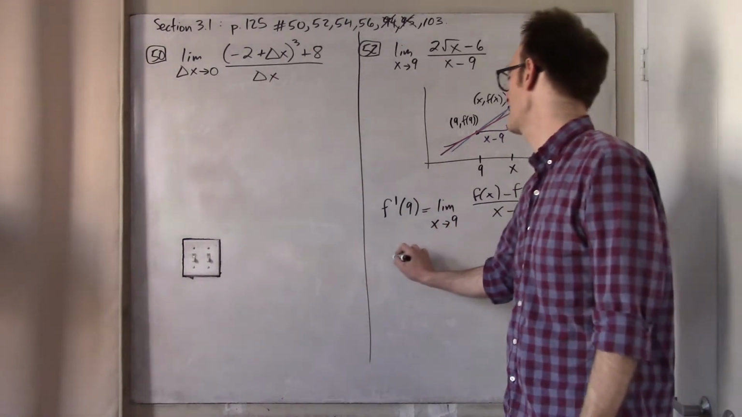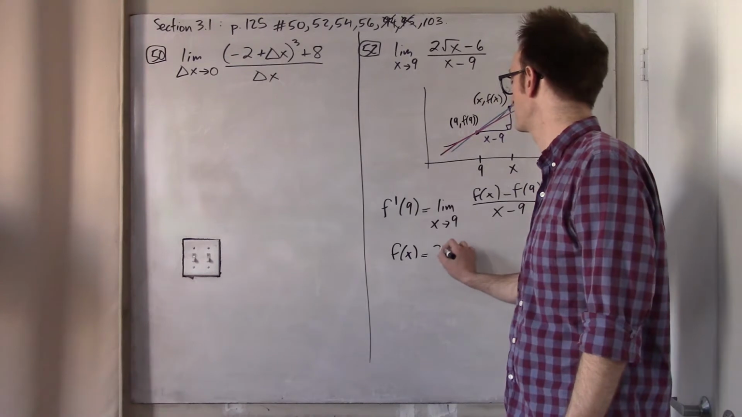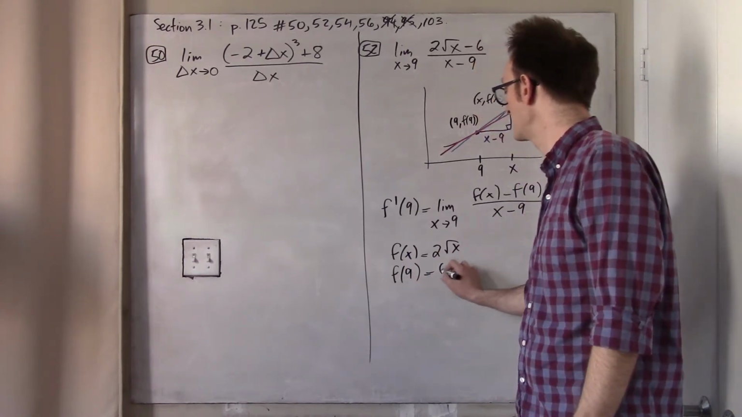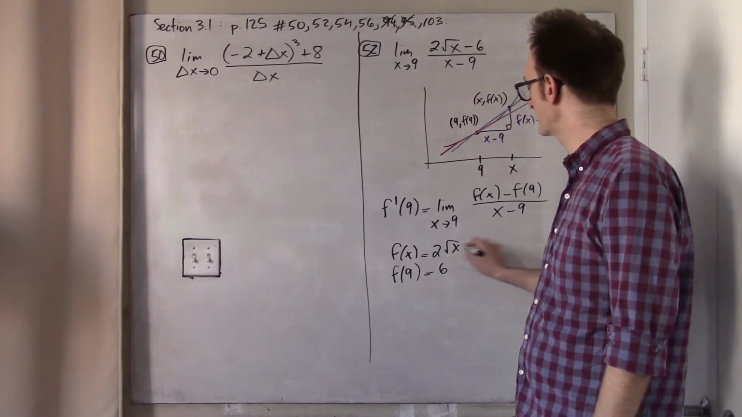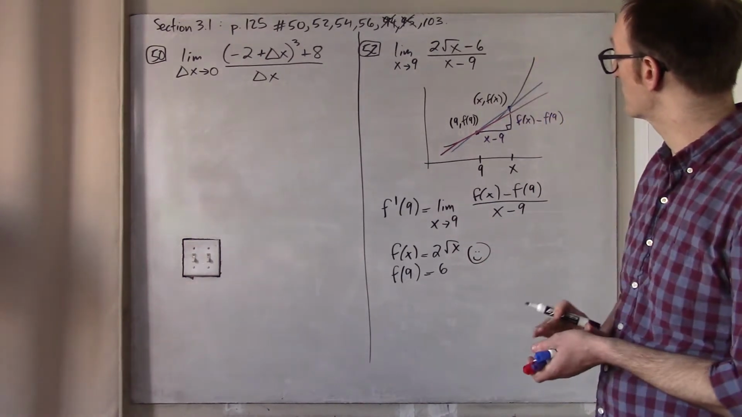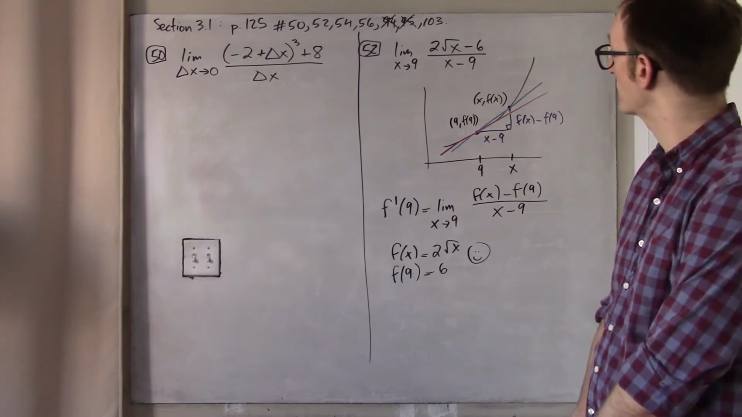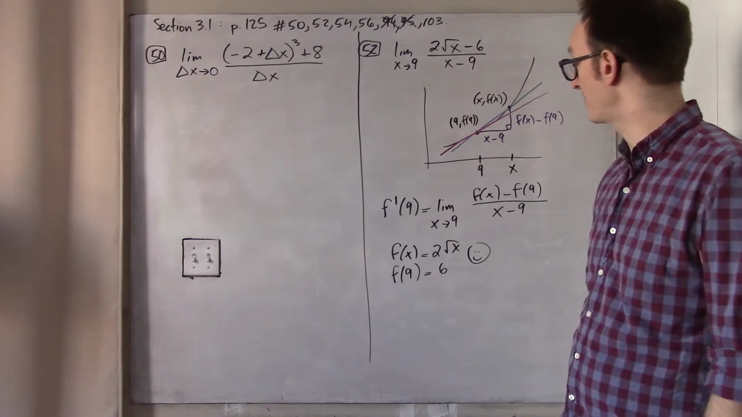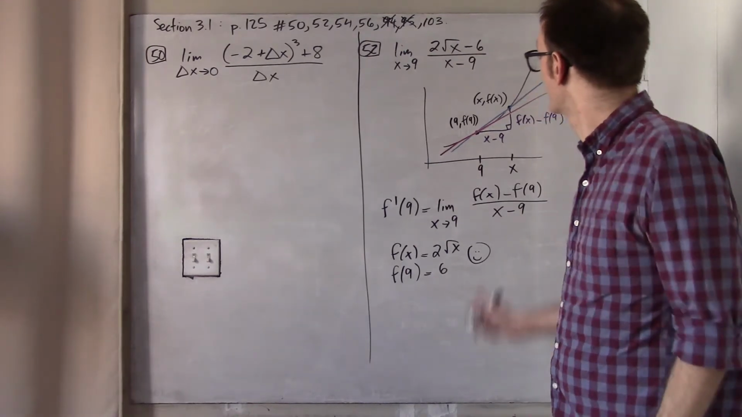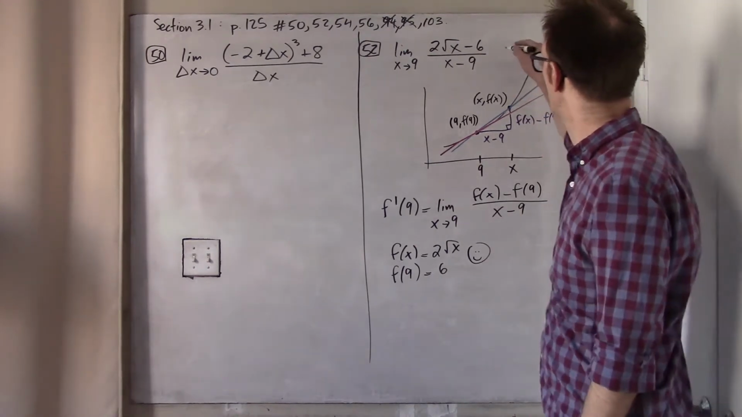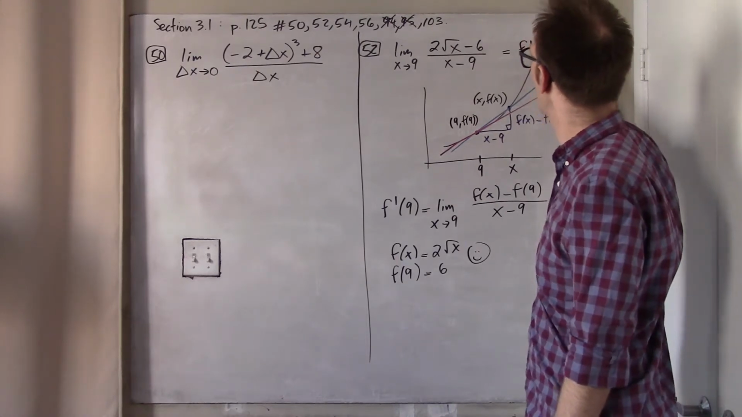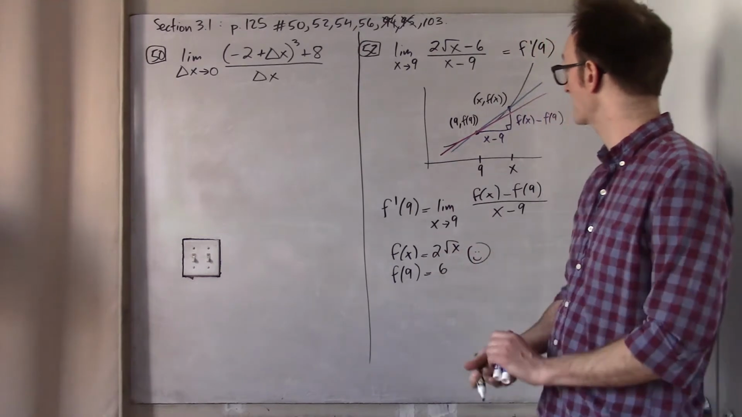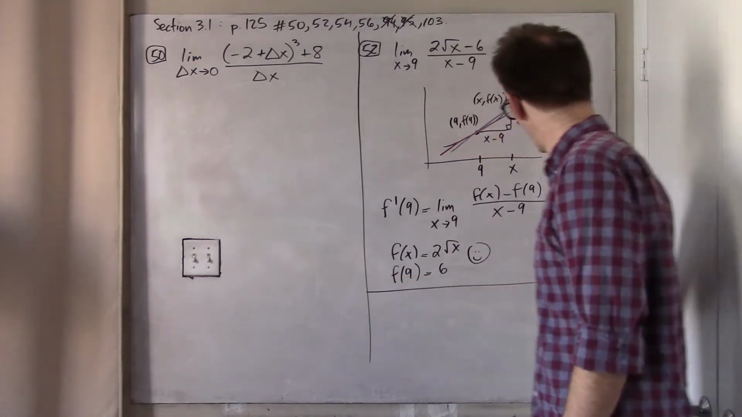Okay, and now looking up at my original limit, it seems that this will all make sense as long as f of x is the function 2 root x. And what is f of 9? Well, it's indeed 6. And so this problem is kind of just done. And what do I mean by done? Well, I mean that this is the derivative at 9. So the answer is that this is just f prime of 9, where f is the function 2 root x.